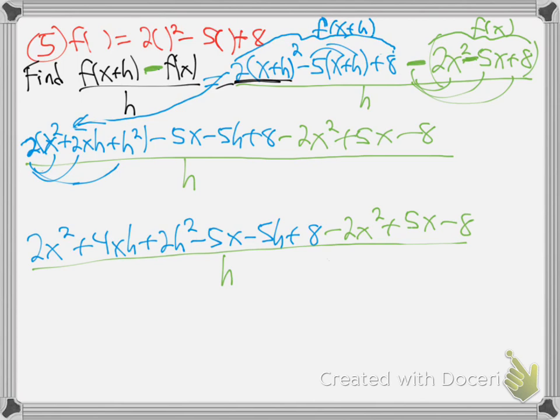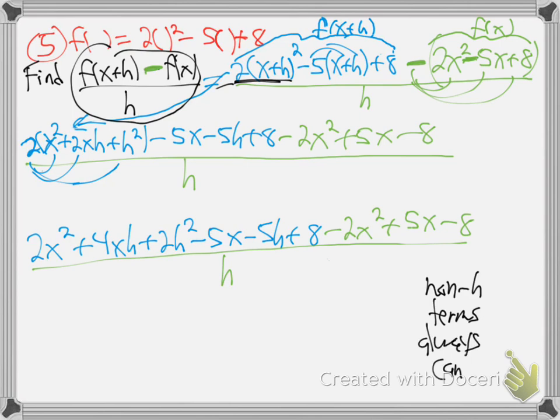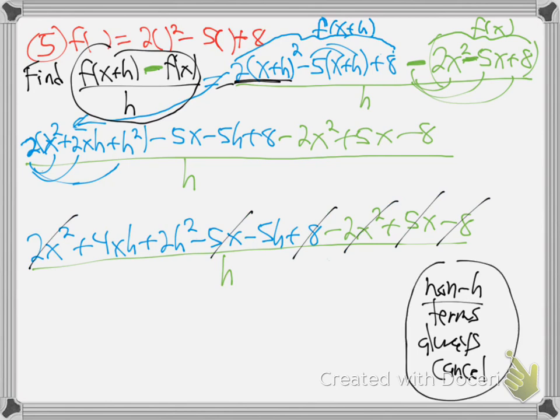And now let's cancel. What will happen on these difference quotient problems, which will for sure be on exam number 1, is the non-h terms always cancel. So 2x squared and minus 2x squared, 5x, those guys cancel. See, all the ones that don't have h's have canceled out. That always happens. It's a good way to make sure you didn't mess up. The non-h terms always cancel. So what are we left with? Just 4xh plus 2h squared minus 5h, that's it, over h.